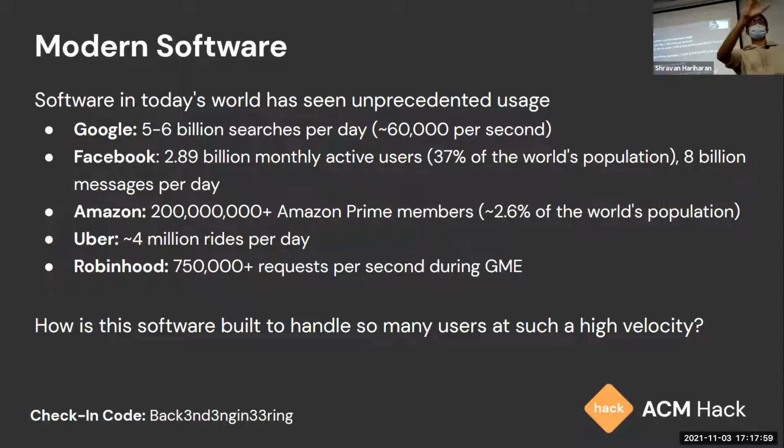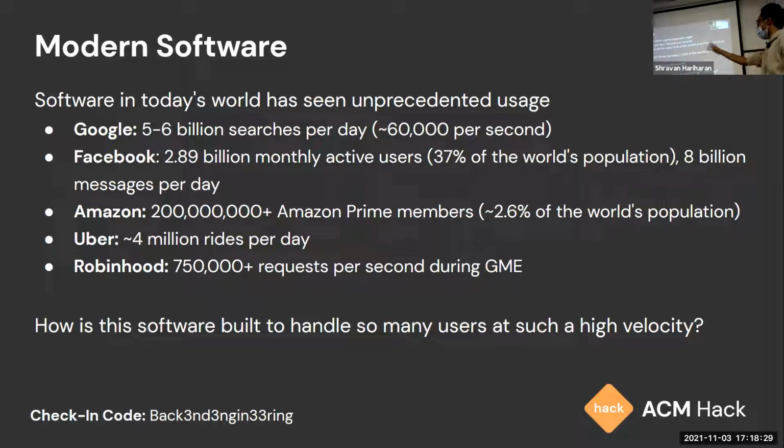Google, like google.com, gets 5 to 6 billion searches per day, which if you look at the seconds, is 60,000 per second. So when I said that phrase, that was like 180,000 searches happening right now. Likewise, Facebook has 2.89 billion monthly active users, which is roughly 37% of the world's population, which is crazy. So software in this world has seen unprecedented usage, right?